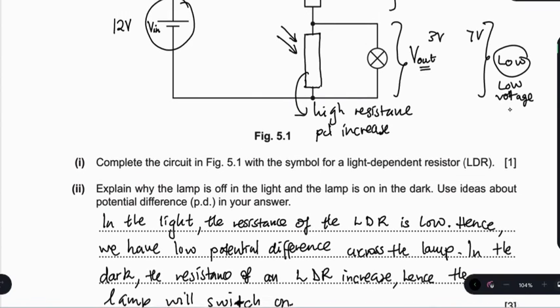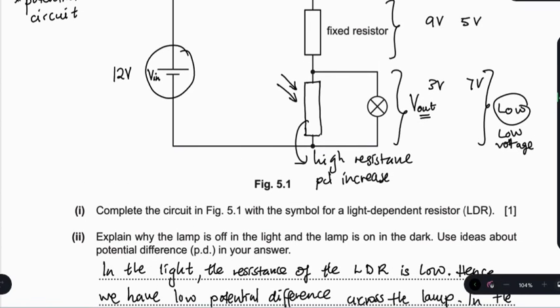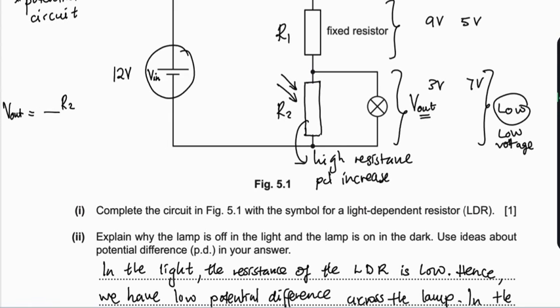We have a potential divider. Of course, we can use some formulas. There are formulas that are used to calculate V out. Normally, if this is resistor 1 and this is resistor 2, if you want to find V out across the LDR, we say V out is equal to R2 divided by R2 plus R1. So it's like we are sharing, it's a ratio, right? We're calculating a ratio. That portion divided by the total resistance times the V in.